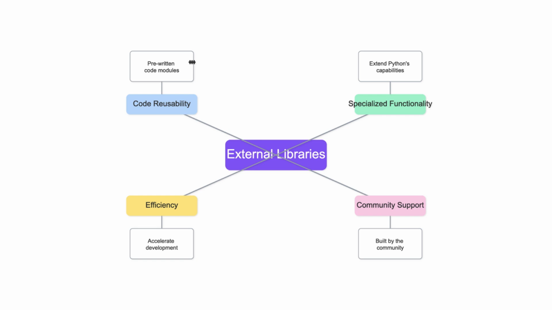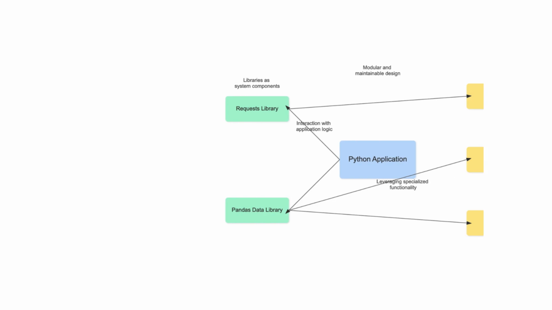This dramatically accelerates your development process, reduces the likelihood of bugs, and allows you to focus on the unique logic of your application. These libraries are developed and maintained by the Python community, constantly updated and improved. They cover almost every conceivable programming domain, from web development and data science to machine learning and game development. Leveraging them means you're building on proven, robust solutions rather than starting from zero every time. It's a cornerstone of modern software engineering.